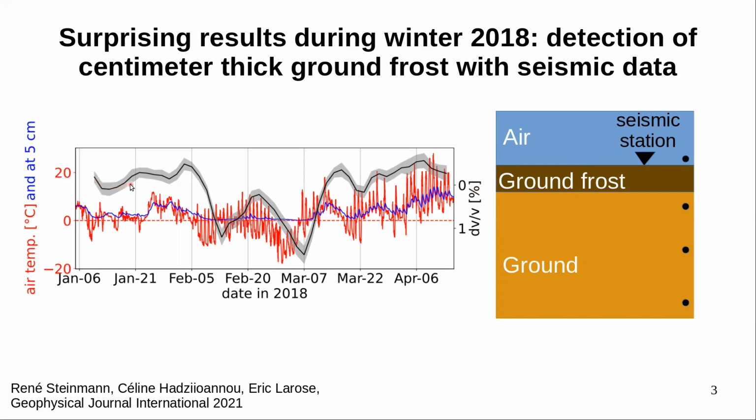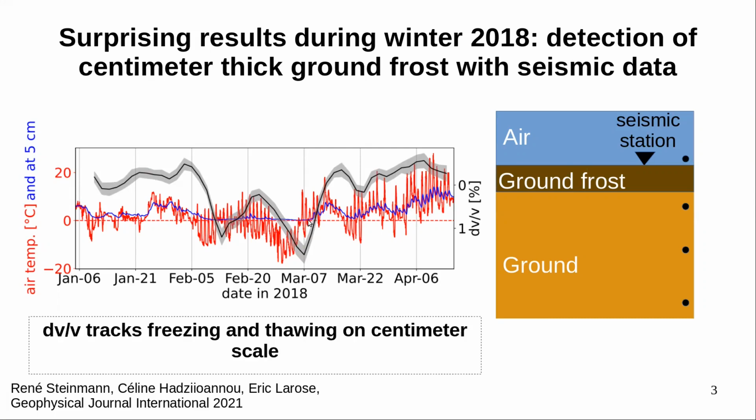Now in black, we have the seismic velocity variation retrieved from seismic cross correlations. We can see that during February, we have in general a velocity increase with a peak at the beginning of February and a larger peak at the end of February. Note that the axis here, the dV over V axis, is flipped. So we have velocity increase downward and velocity decrease upward. This observation shows that the surface wave velocities are very sensitive to this thin layer of ground frost, and we can use dV over V to track the freezing and thawing process on a centimeter scale.